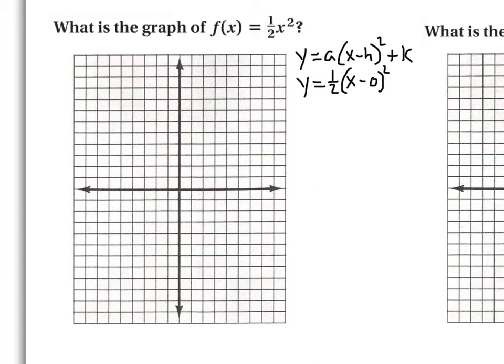And is there anything being added or subtracted to the end of the equation? No, so I can say what? 0. Okay, so there's our general form there. So then where is the vertex? 0, 0. The vertex is at 0, 0.